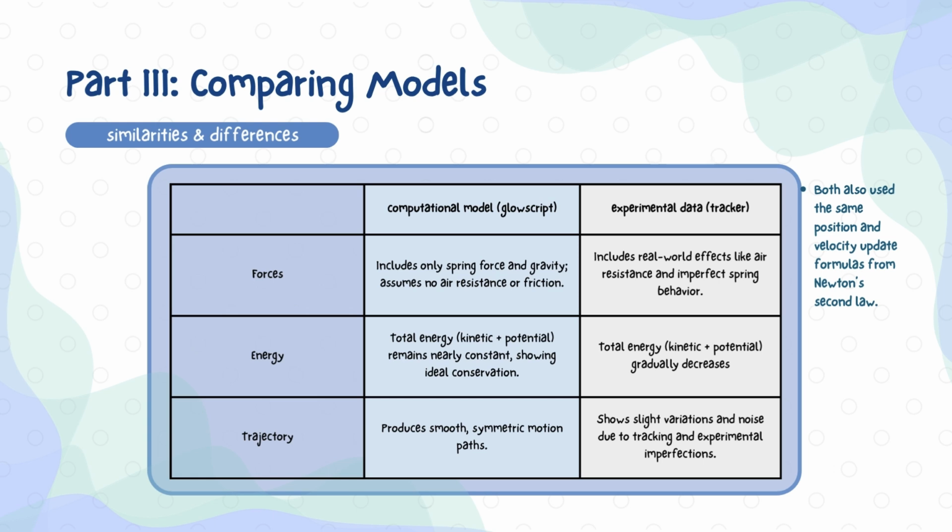Part 3, Comparing Models. For forces, the computational model includes only spring force and gravity. It assumes no air resistance or friction, while the experimental data includes real-world effects like air resistance and imperfect spring behavior. For energy, the computational model includes total energy, kinetic and potential, and it remains nearly constant, showing ideal conservation. Experimental data also includes total energy, kinetic and potential, but it gradually decreases. For trajectory, the computational model was smoother and symmetrical, while Tracker showed slight variations due to tracking and experimental imperfections. Both also used the same initial conditions.